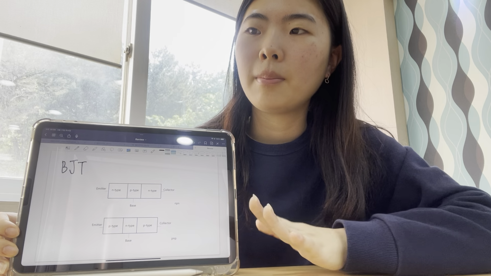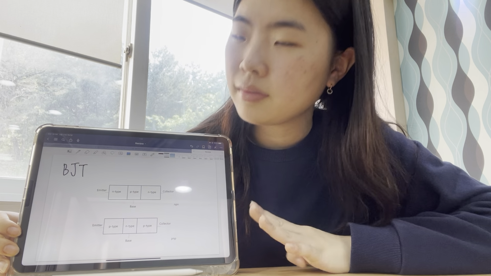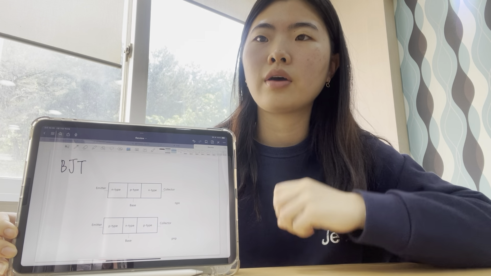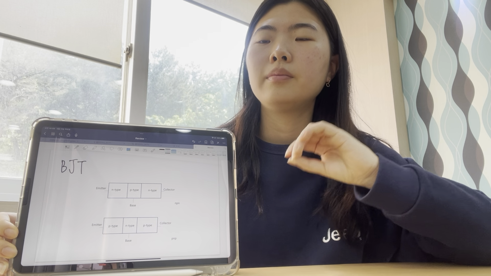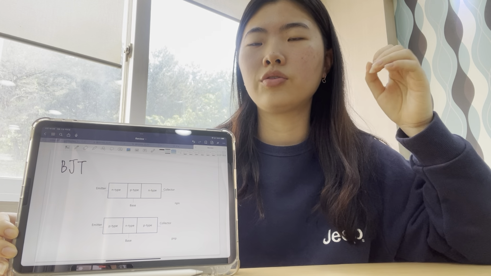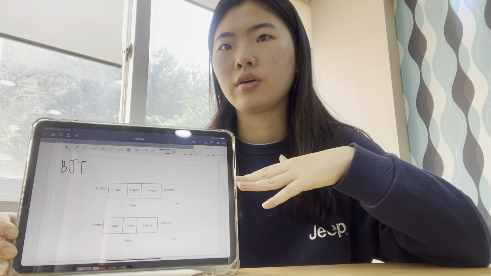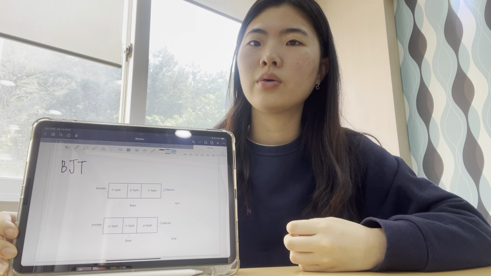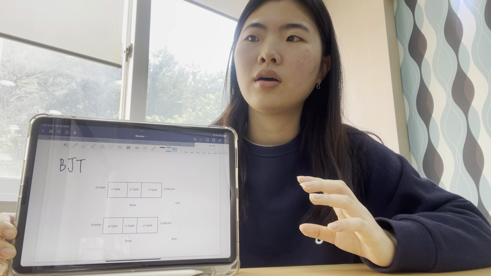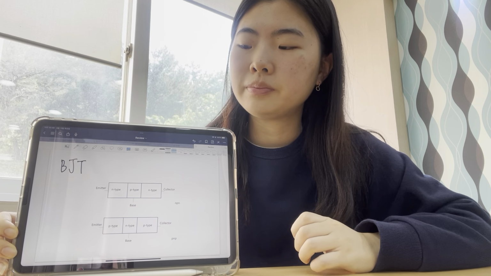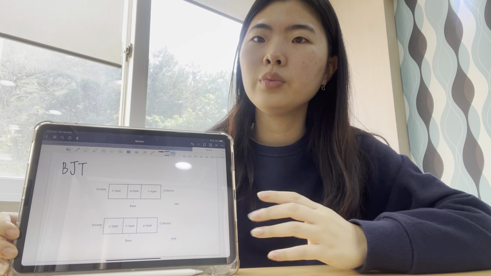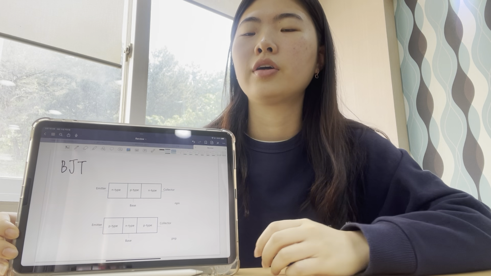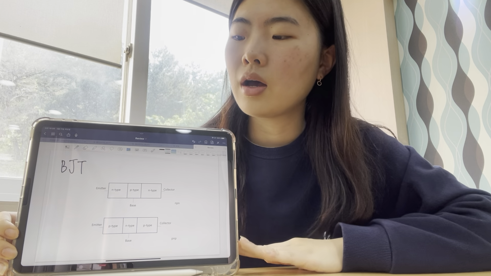So yes, BJT has the base, emitter, and collector. The emitter works to emit the electrons, and the base makes the drift or diffusion to the collector, and the collector works to collect the electrons. So that is the basic operation of BJT. And then electrons move from emitter to collector, so current flows from collector to emitter. We should know about that current flow path.